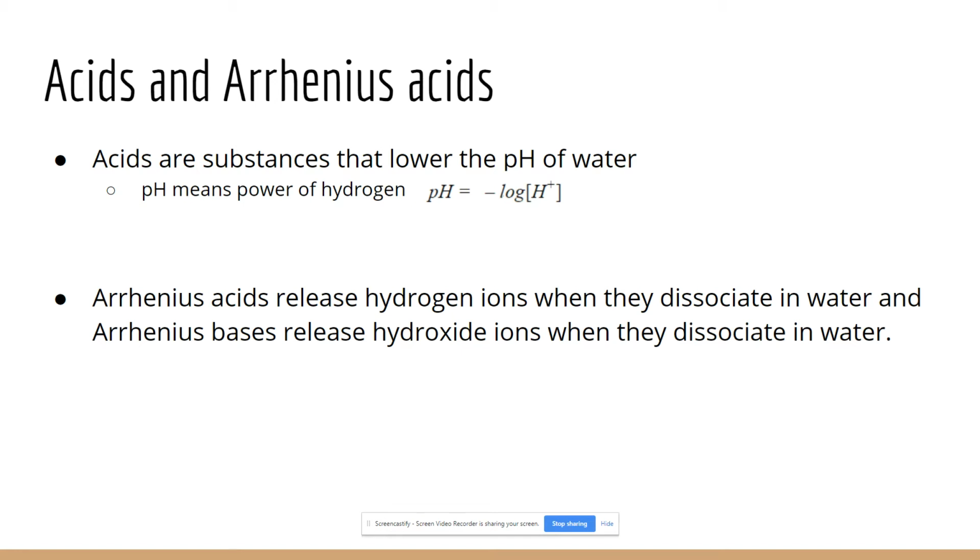Whereas Arrhenius bases, these are things that release hydroxide ions when they dissociate in water. Sodium hydroxide, potassium hydroxide, magnesium hydroxide. All of those are going to be bases. There are other types of acids or bases. We're just going to save them for another time.